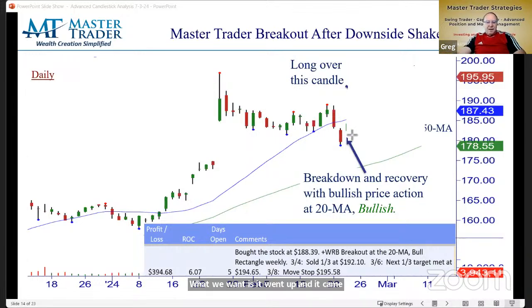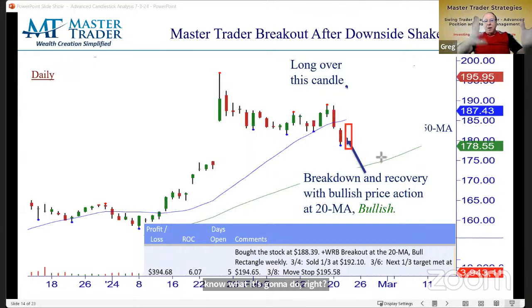Well, it could be a topping tail. Exactly, Kim. It could be a topping tail. It could have gapped up above this bar's high. It could have gapped up above here. And it gapped up and closed like that. I don't know what it's going to do, right?